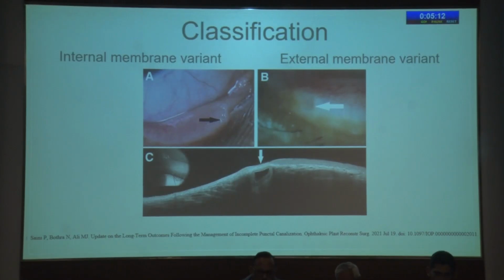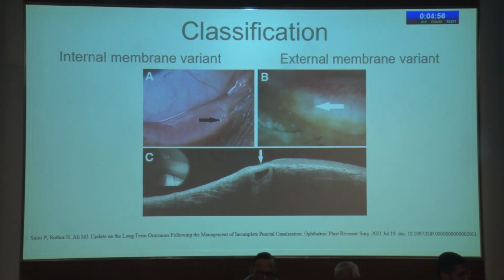So although we don't exactly know the process through which the incomplete punctal canalization occurs, we believe that it is during the apoptosis at birth, where that is absent, and that causes the incomplete punctal canalization.